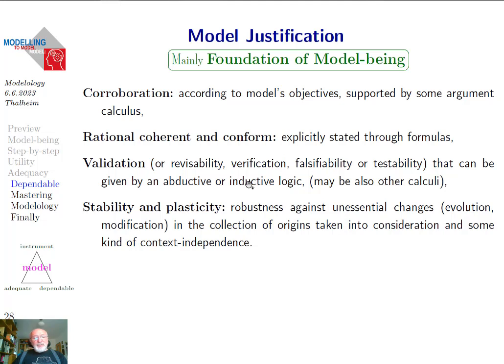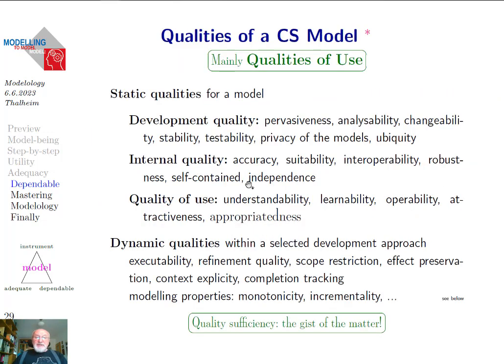And we should be able to reason why we believe in that model. That means we should have some kind of validation procedure. And of course we should not change the model whenever something is changing in our environment. It should be somehow stable and plastic, robust against unessential changes. That means in this case we would like to have a model we can really believe in for a longer time. Another property is sufficiency in quality. That can be done in the same way as we do it in classical software engineering. We have a development quality, we have an internal quality, we have a quality of use, and for this reason we can now maybe reason what kind of quality we really need.